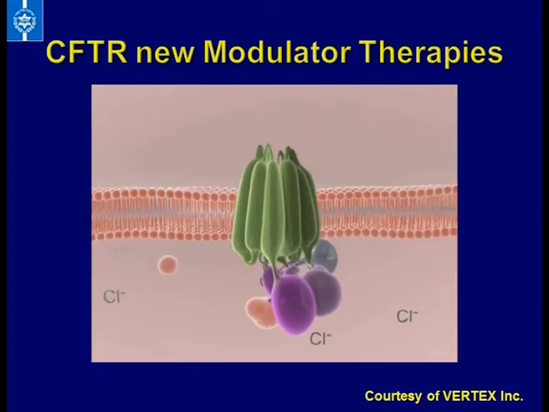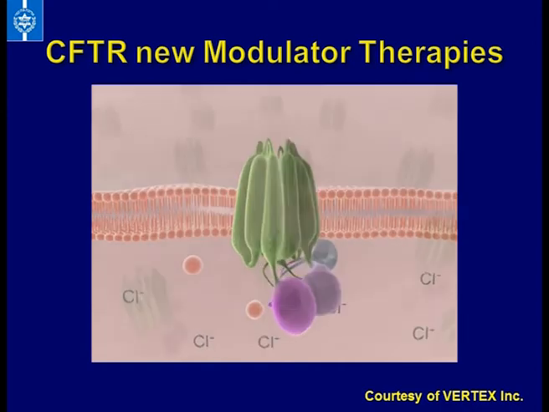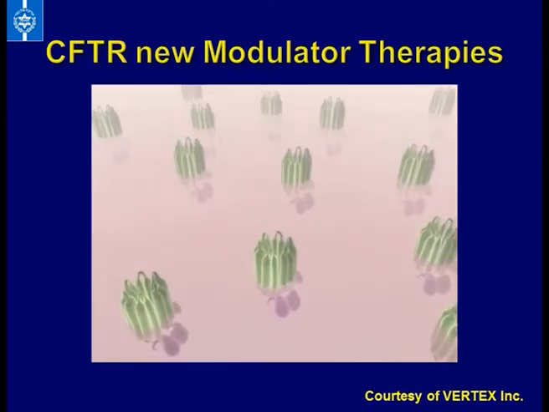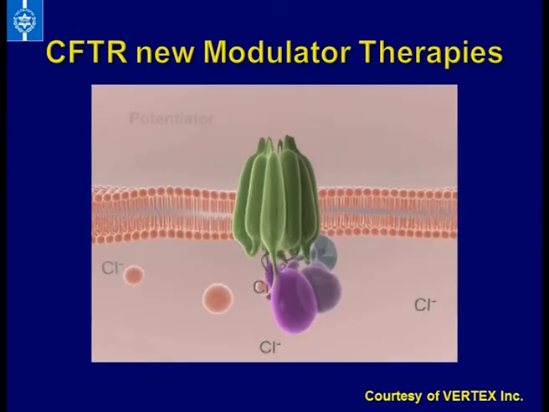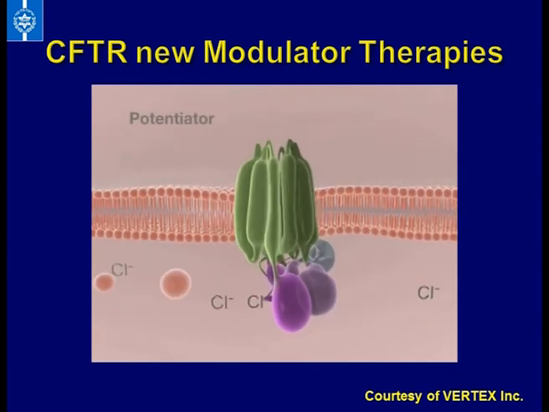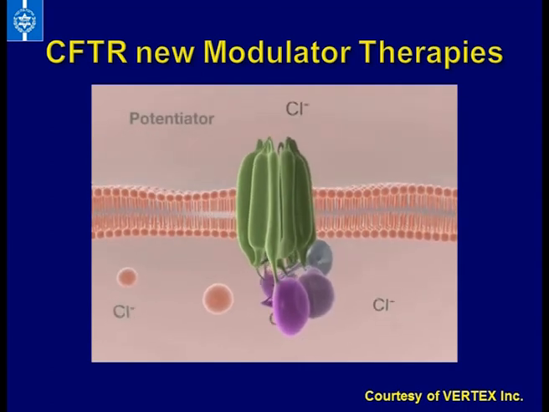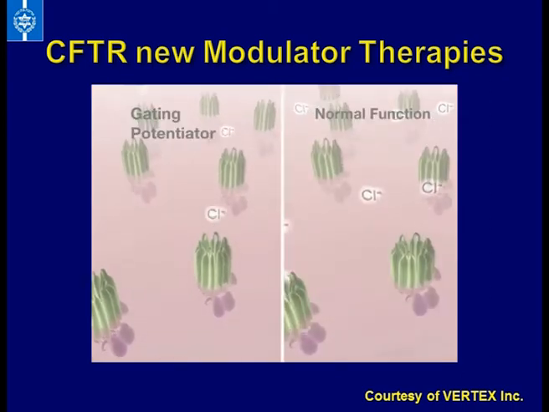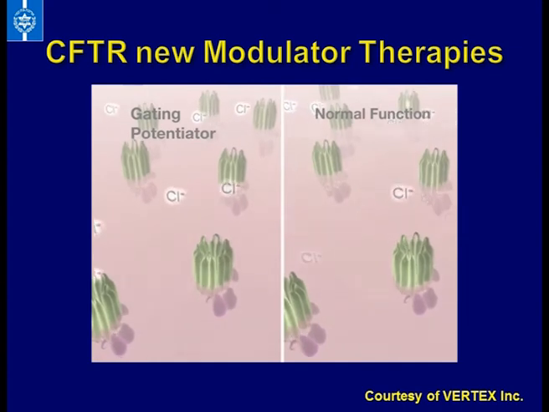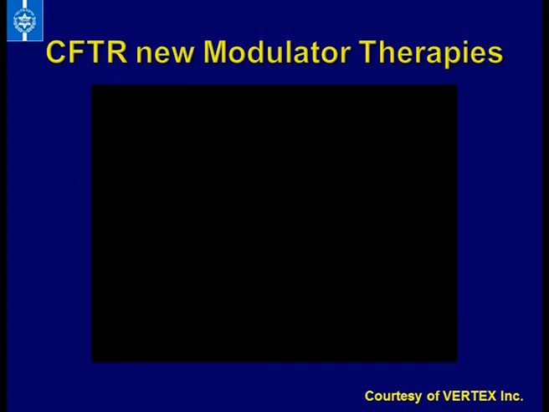With other CFTR mutations, although the CFTR protein reaches the cell surface and is present in normal amounts, it fails to transport chloride due to impaired opening of the channel, also known as gating. Investigational agents called CFTR potentiators aim to increase the amount of chloride secreted by the airway cell by improving the opening of the CFTR protein.